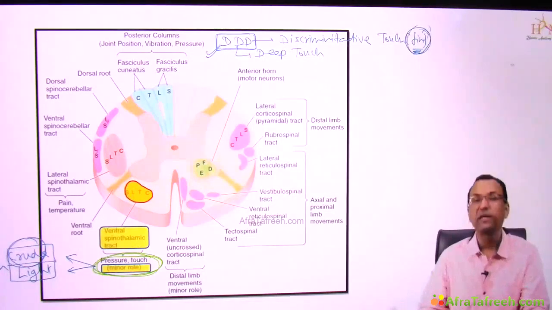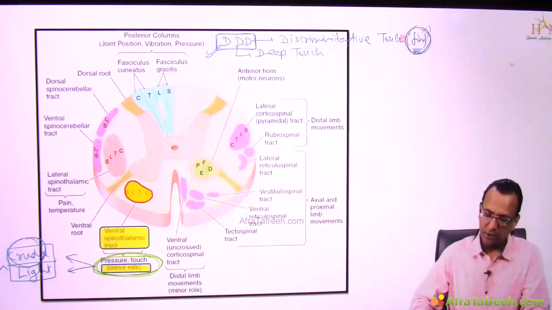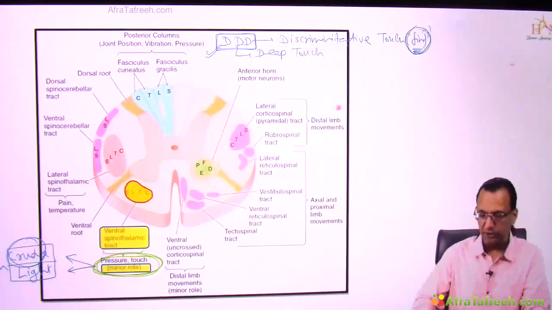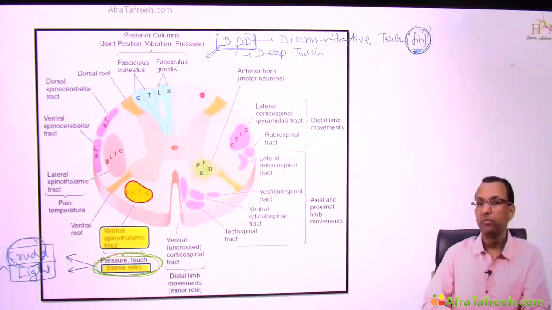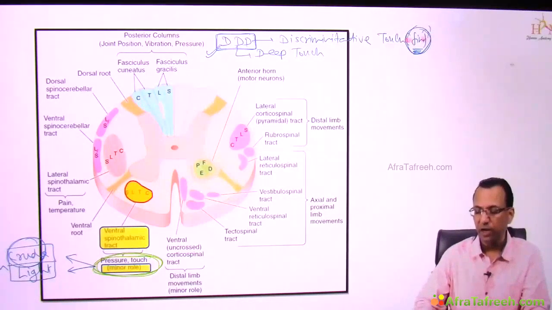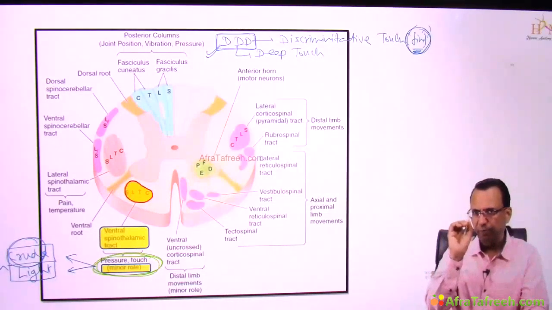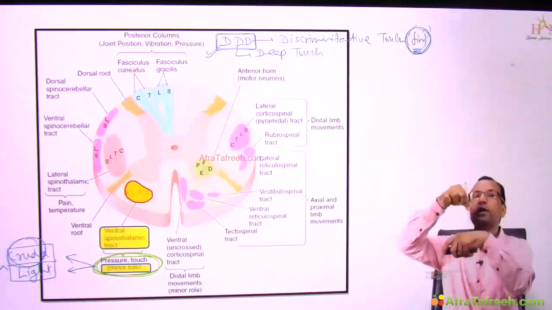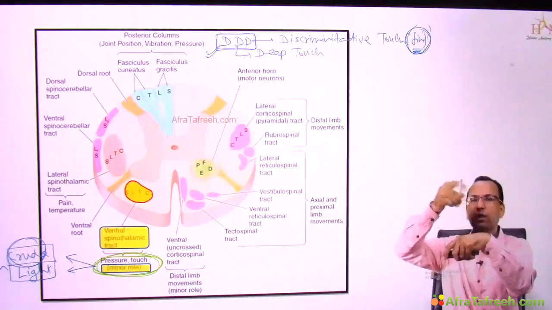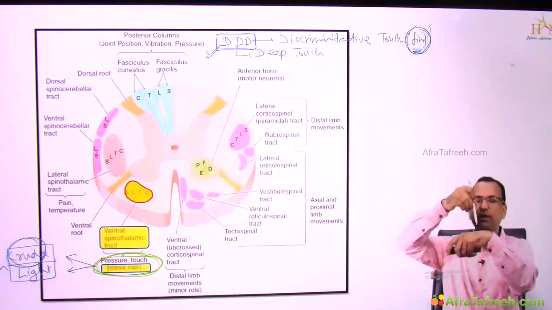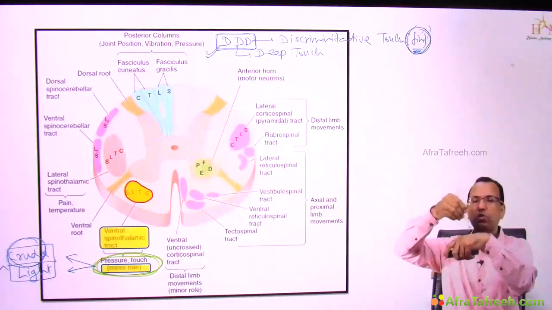So what is the difference between fine touch and crude touch? See, take a pencil. The tip of the pencil is fine touch. You're touching one point. And what if you touch with the rubber? Then you are touching a wide area. It is crude touch. So touching one point is fine touch and touching a wide area is crude touch.